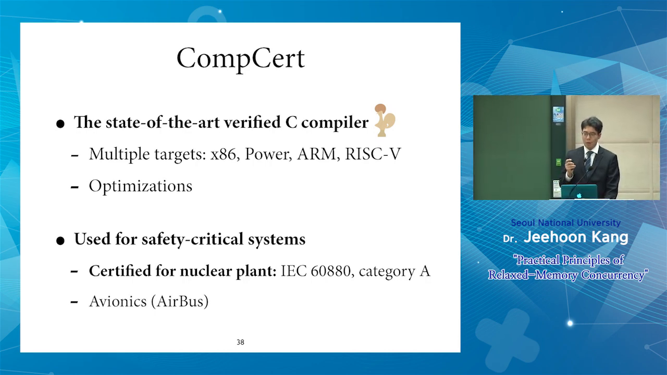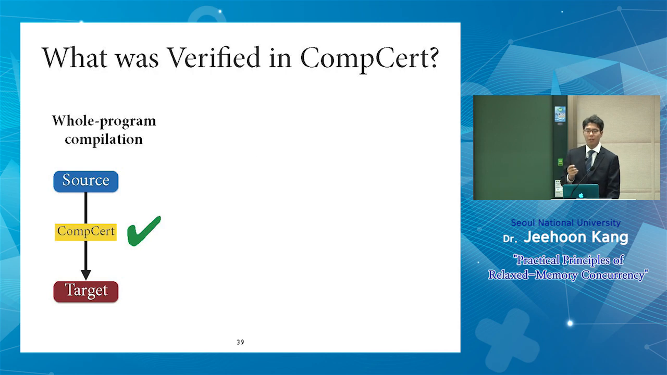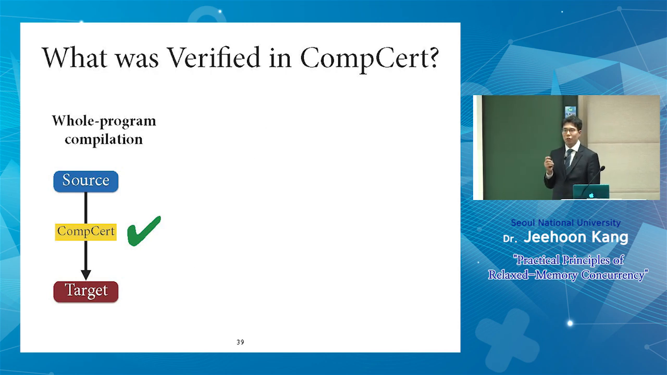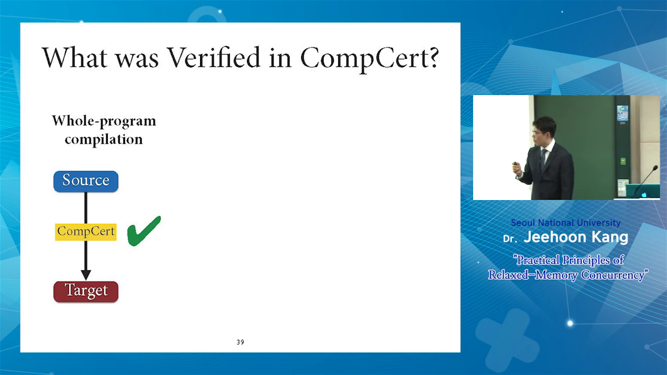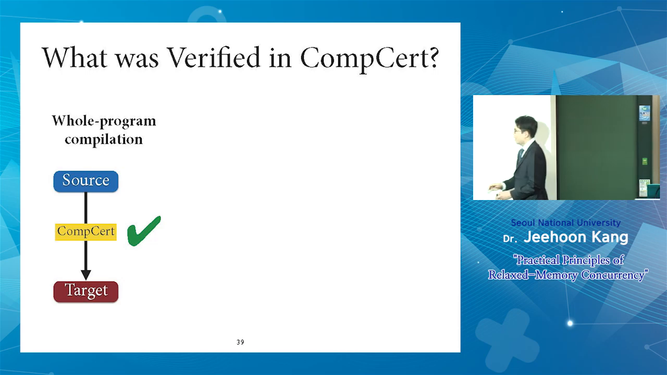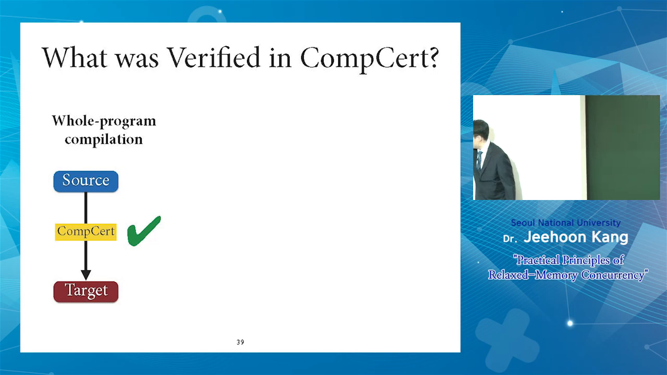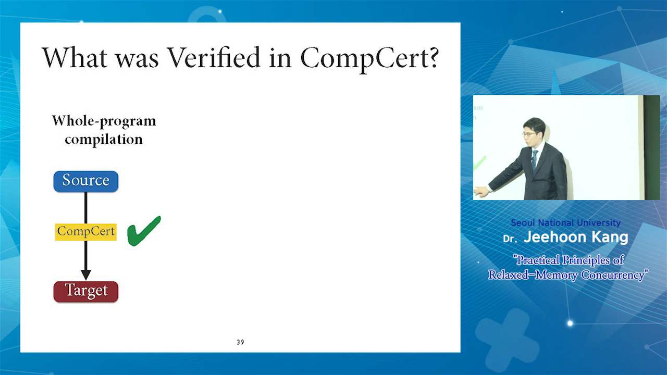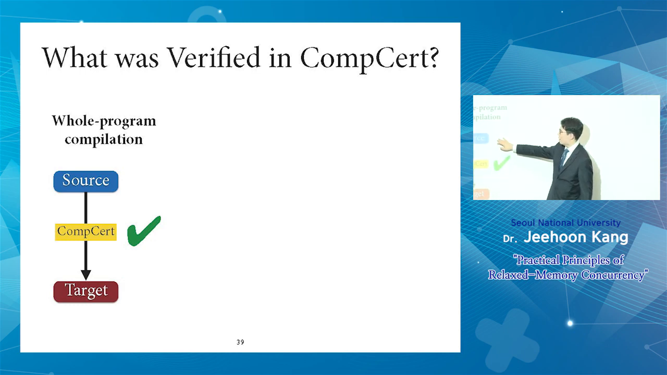Okay, CompCert is a verified compiler. Then, what has been verified for CompCert? This is whole program compilation correctness. By whole program, I mean the closed program that contains all the information you need to execute. So there are no external libraries or external dependencies. So what CompCert verifies is that if a source code is compiled with this compiler, then the compilation result preserves the semantics of this source program.